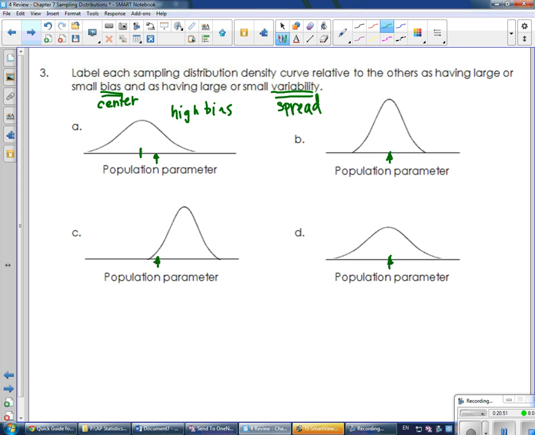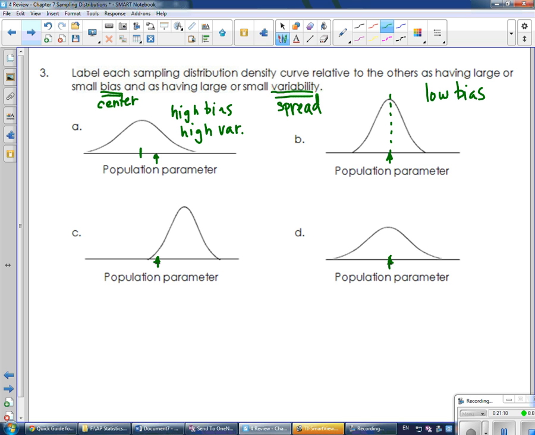And when I compare the spread to the other distributions, for example, the one below it, I can see that it's more spread out. So this situation also has high variability. If I look at letter B, notice that my distribution is centered around the population parameter. This tells me that there is low bias.